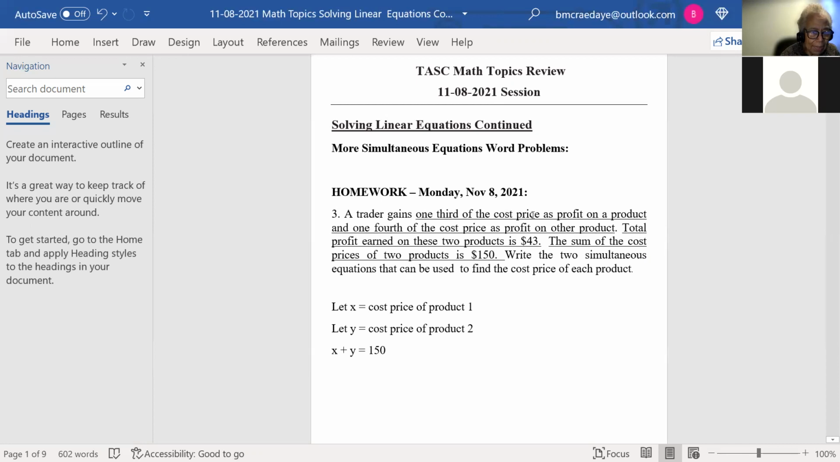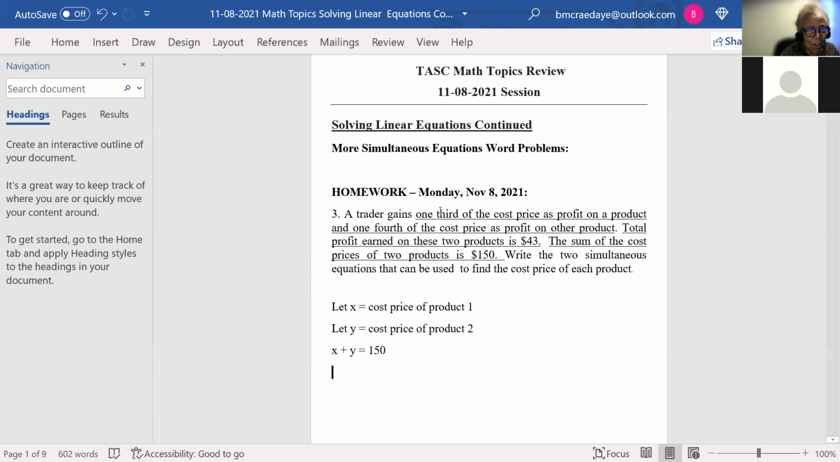It could be X. And how do you write 1/4 of the cost price? It could be Y. How would I write that? So I put X plus Y equals, let's see if it's going right.